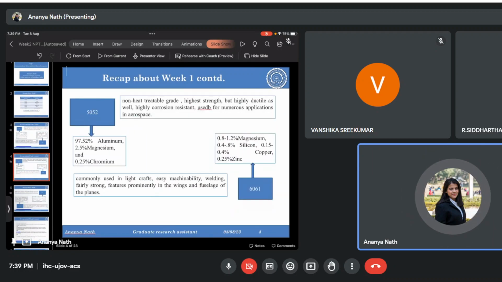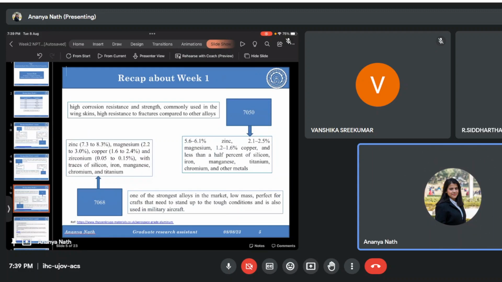You can see the different applications of different alloys.